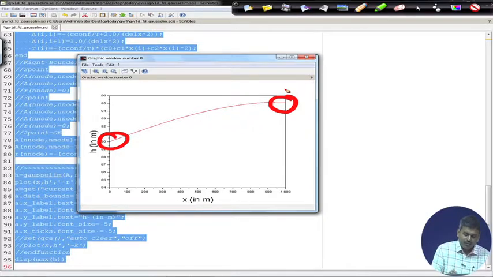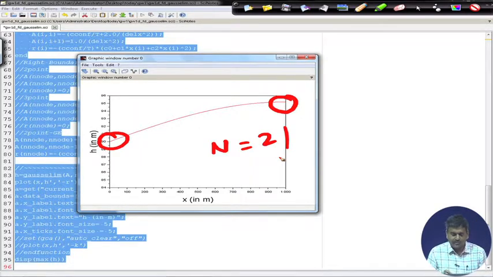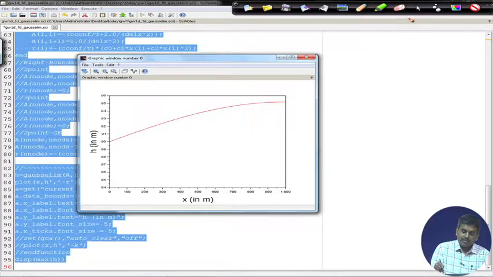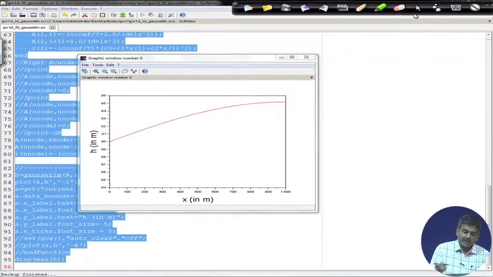If we use less number of points, in this case we have used 21 points. Let us say if we use 11 points, we can see there will be prominent deviation in the boundary, because it is not directly specified, it is in terms of Neumann boundary condition.